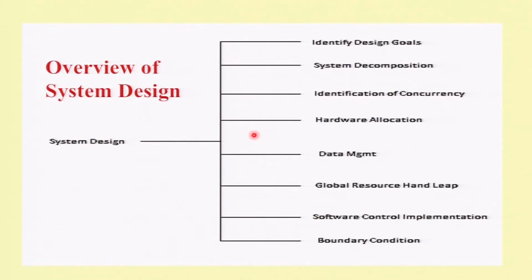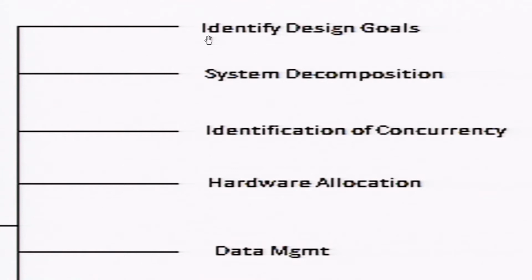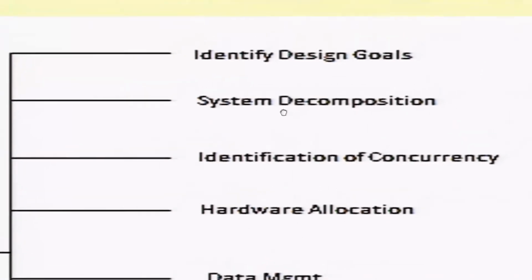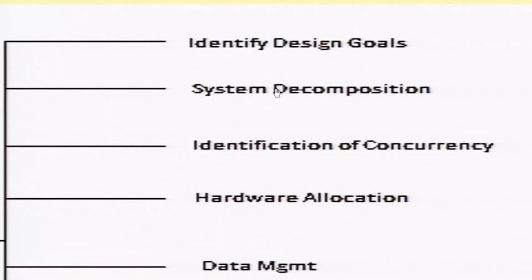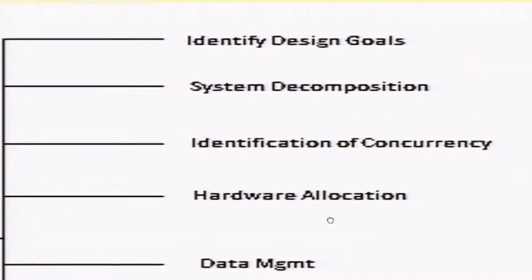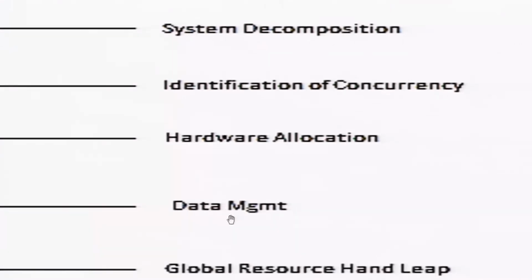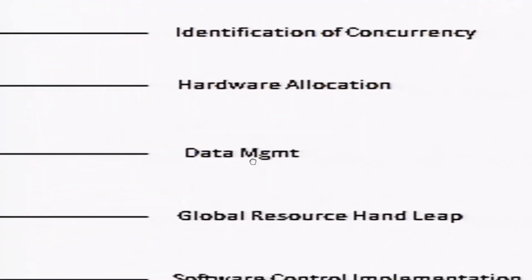Let us now see the overview of the system design. Anything and everything, you are supposed to identify the design goals, and the system decomposition has to be identified. Decomposition, what do you mean by decomposition? It is splitting it into equal halves. So system decomposition has to be identified, and concurrency has to be identified. Hardware allocation has to be verified. Data management has to be identified.